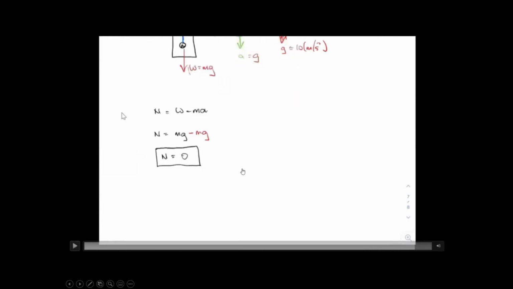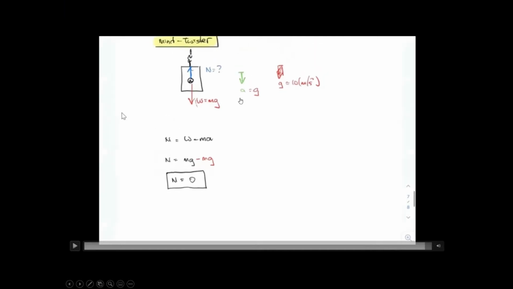So what does it mean? It means that you and the elevator are falling at the same rate. Free fall, everything falls at the same rate. Your center mass and the elevator are falling at the same rate. So when you look down, the scale reading is going to be 0. You're not going to be able to feel the scale under your feet. You will feel weightless.